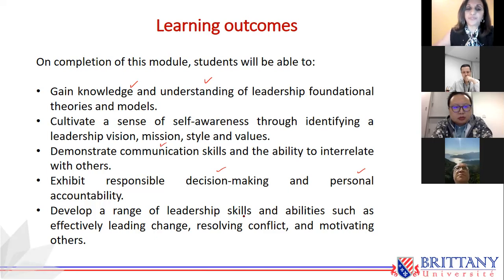Develop a range of leadership skills and abilities. There are so many characteristics and traits that leaders need. And why? Because you need to lead change. You need to resolve conflict, and you need to motivate others. So these are the learning outcomes. At the end of completing all your lectures and your assignments, you will see yourself achieving these.